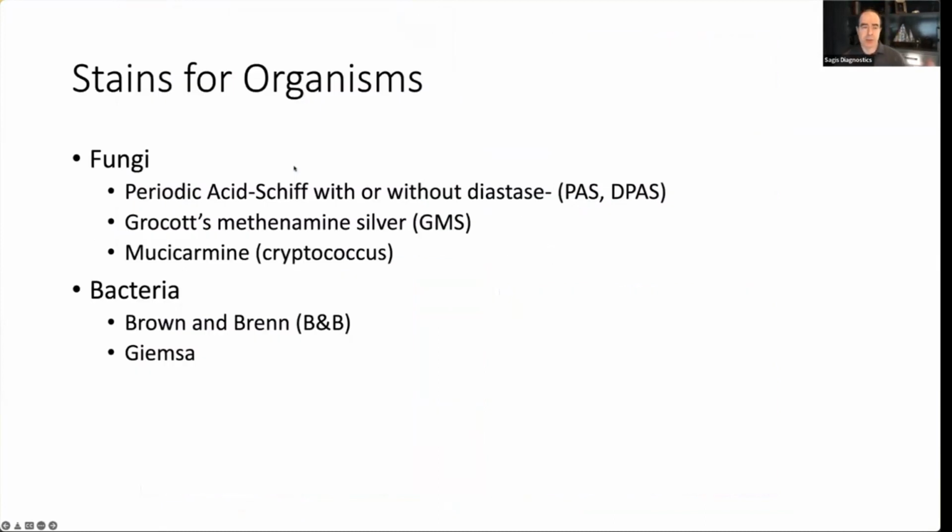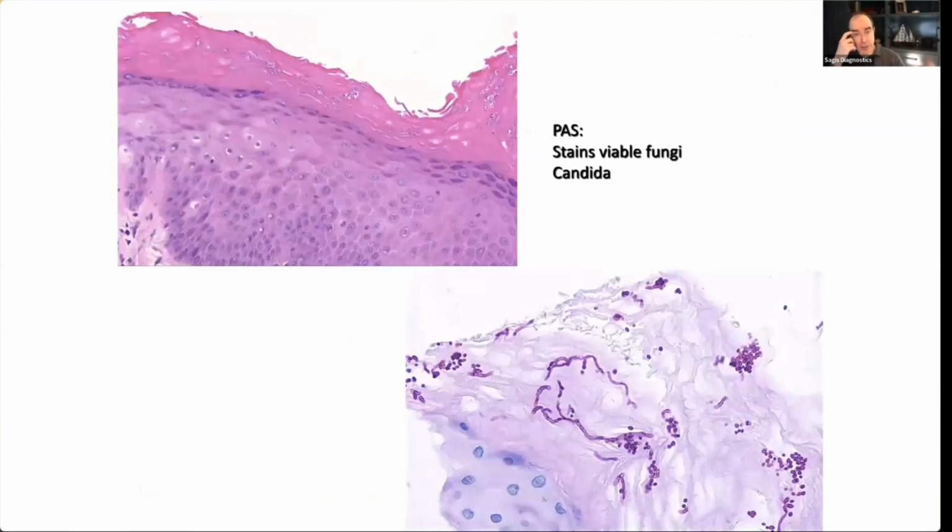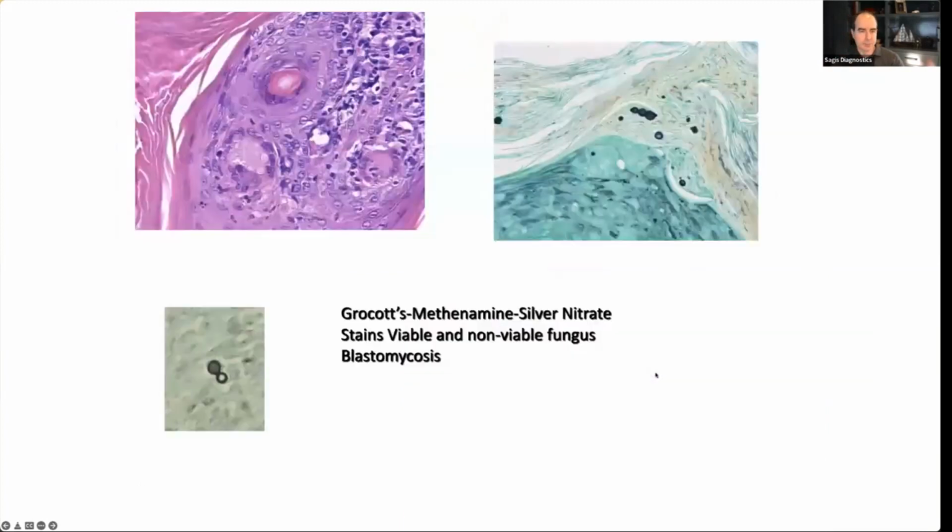Stains for organisms, fungi, bacteria. So we can use our PAS for fungus. So here's fungus on an H&E. This is Candida. You see the spaghetti and meatballs, we call this. So the spaghetti or the pseudohyphae, and the meatballs are the yeast forms, and here it is on PAS. So you see it brings it out.